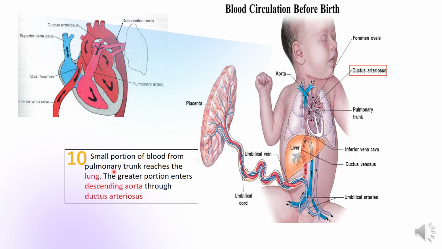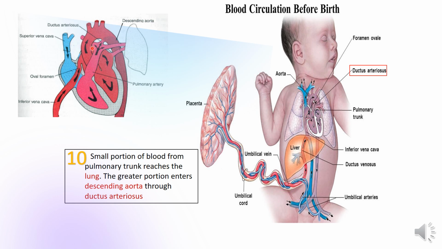A small portion of blood from the pulmonary trunk reaches the lung. Only a small amount goes into the lung. But the greater portion of the blood that enters the pulmonary trunk will enter the descending aorta through the ductus arteriosus. So this is the third shunting present in the fetal circulation.